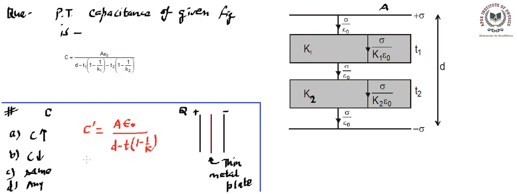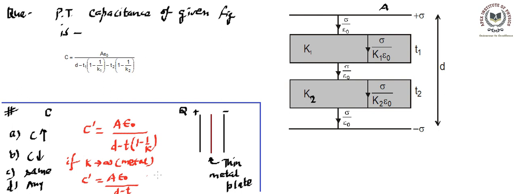Now K is going to be infinite because the material is a metal. For metal it's infinite. So if K is tending to infinite, that means we are talking about the metal plates. Then C dash is going to be equal to A epsilon naught divided by D minus T. We have talked about this earlier. So this is the formula for metal plate insertion, and you could also have started from this point.